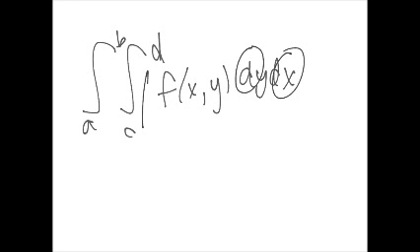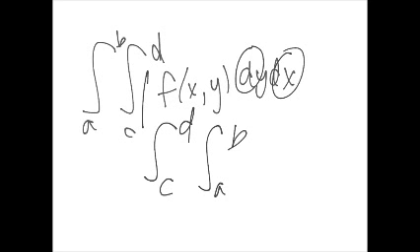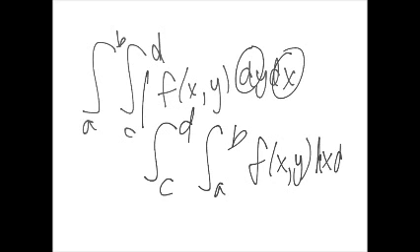And you don't have to do it in that order. You could do it c to d, a to b, of f(x, y) dx dy. You can switch them. We accepted the fact that they both should equal each other no matter which way you go. If you go along the y first or the x first, you should essentially get the same answer at the end.